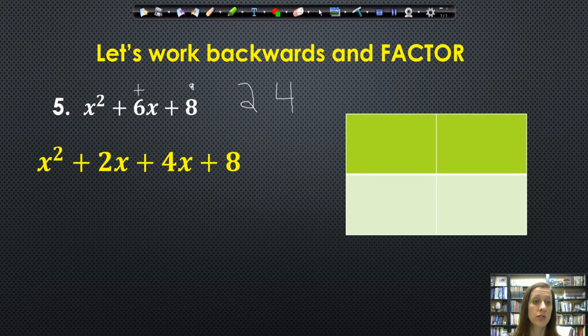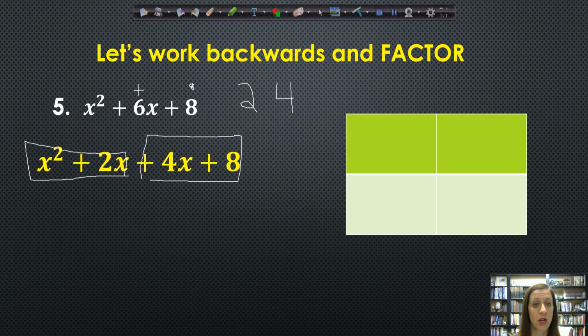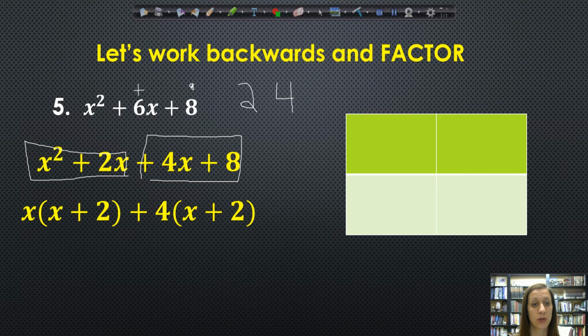For those of you who like to factor by grouping, we're going to look at the first 2 terms. They both have an x in common. The second 2 terms both have a 4 in common. So I'm going to factor by grouping. These have an x in common, and what's left over is x plus 2. Both of these have a 4 in common, and what's left over is x plus 2.